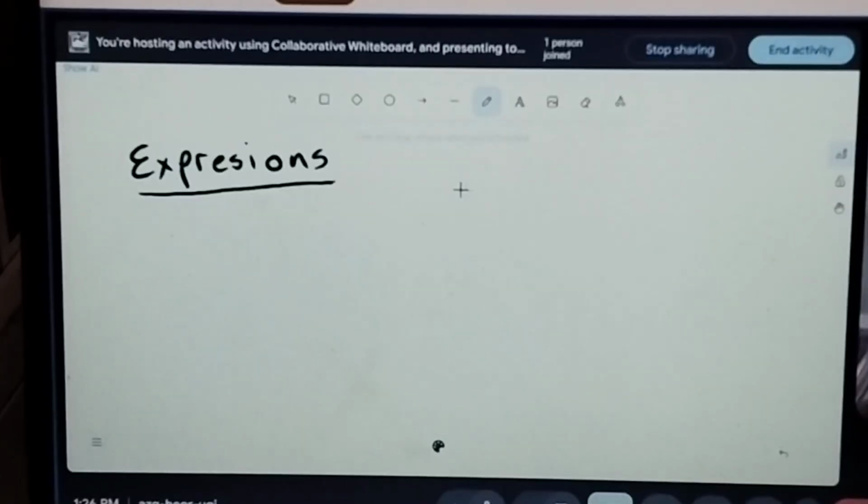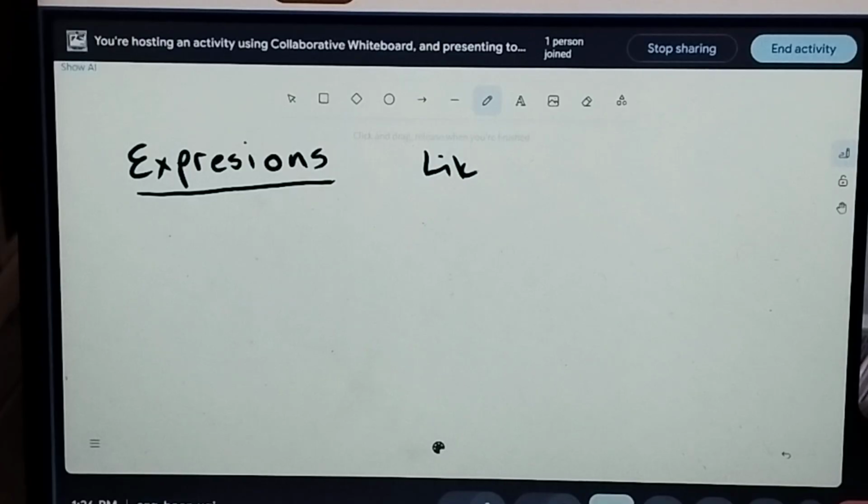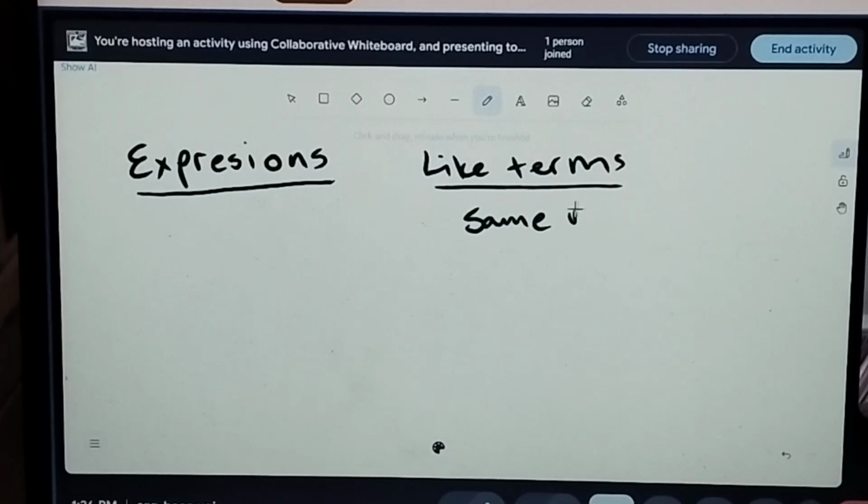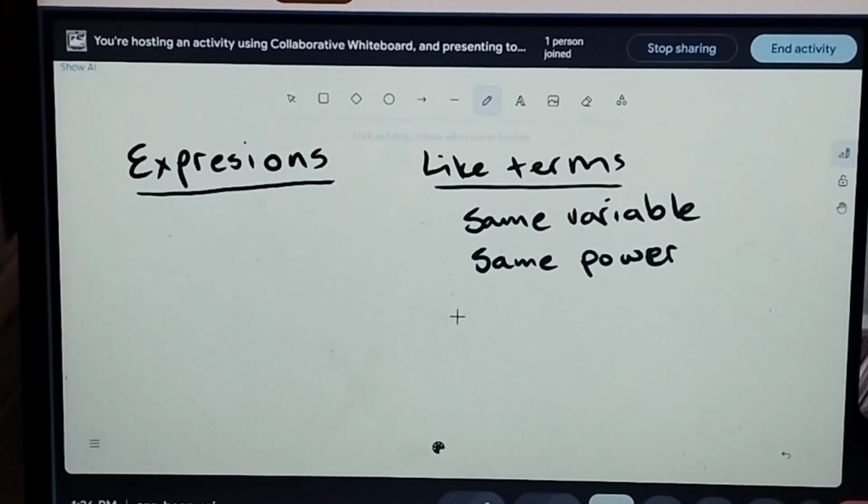So when I say like terms, it must have the following. The same variable. Now the variable is the letter, so it's either an x or a y or whatever. So it has to have the same variable and it has to have the same power or the same indice. That's what determines that it's a like term. So what they're going to do is they're going to give you expressions and they're going to say simplify.